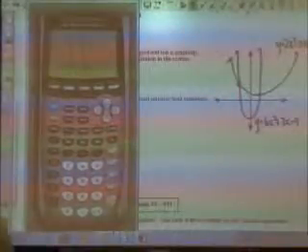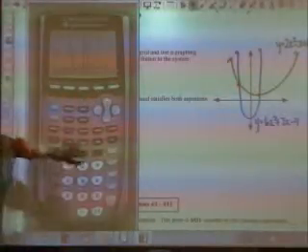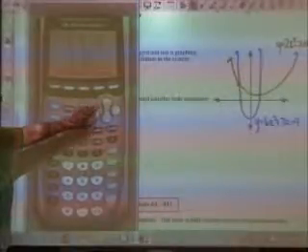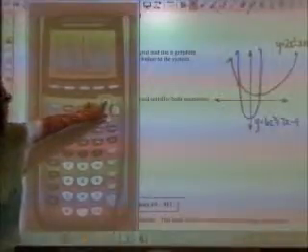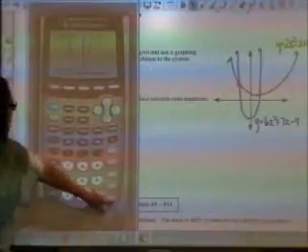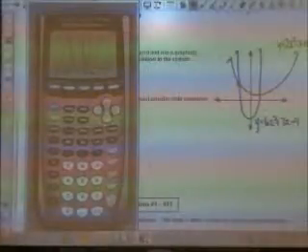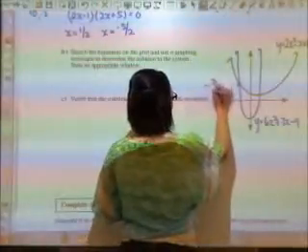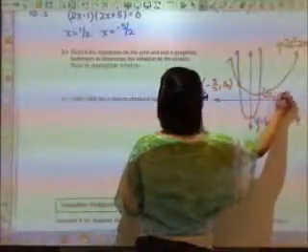Okay, so again, to find those intersection points, second calc, intersect, and then I need to move along. So there's my cursor, so I probably want to move back up. Oops. So I'm closer to that intersection point. Enter 3 times, and there's my negative 2.5 and 16. So this point here is my negative 5/2 and 16. And this point right here is my 1/2 and 1.